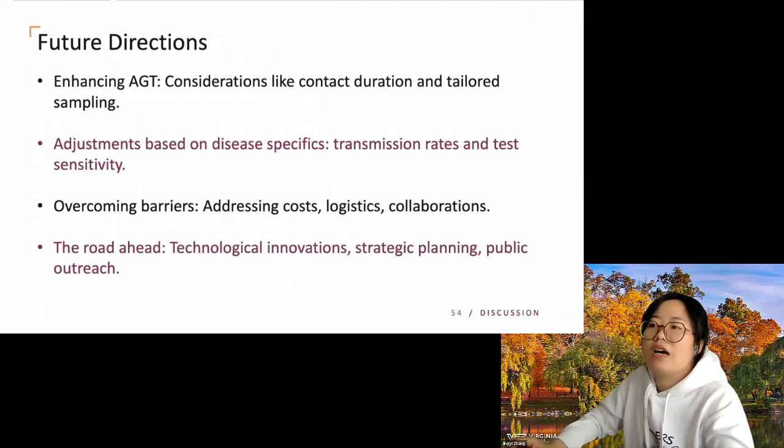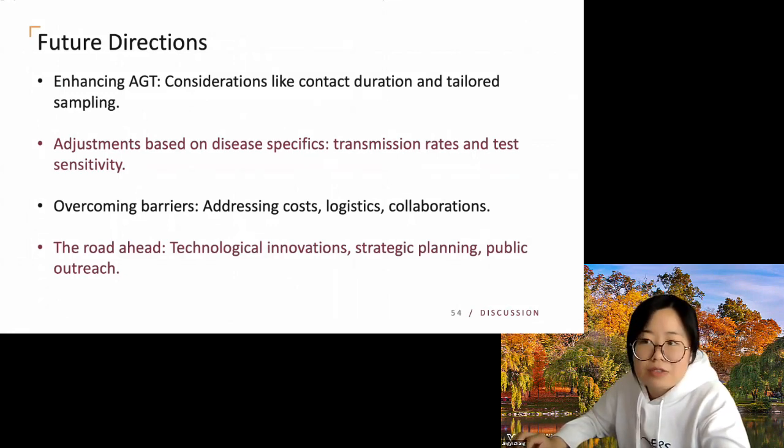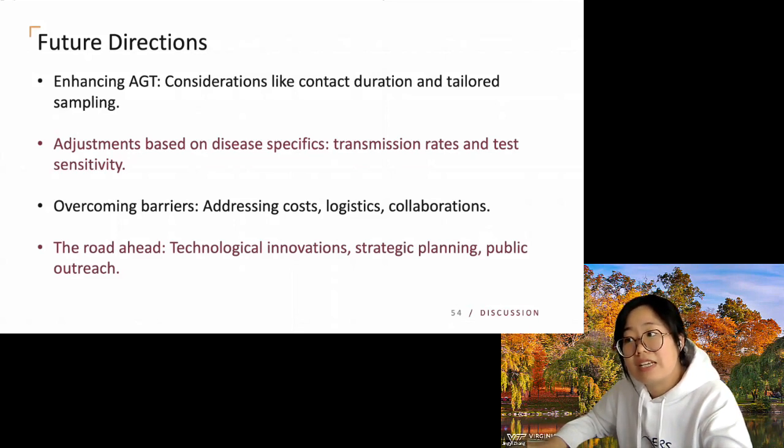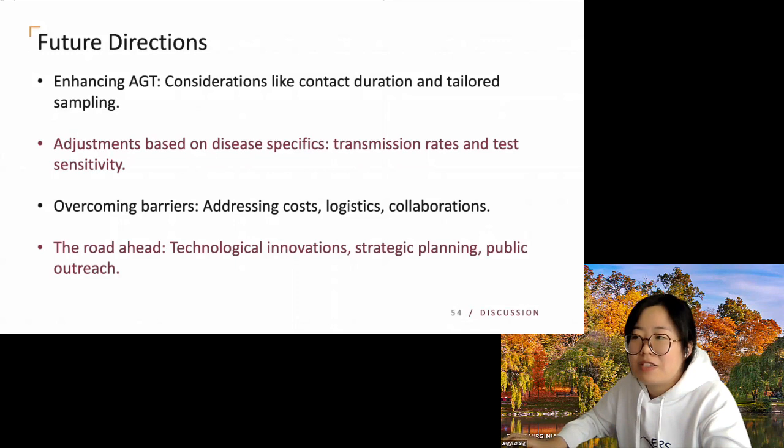As we look to the future, enhancing AGT will involve nuanced considerations like contact duration and titer sampling, and is vital in high-density real-world networks. And AGT shows promising potential for application to other infectious diseases like HIV and influenza, yet it calls for adjustments based on disease specifics. Each pathogen's unique characteristics will shape AGT's application.